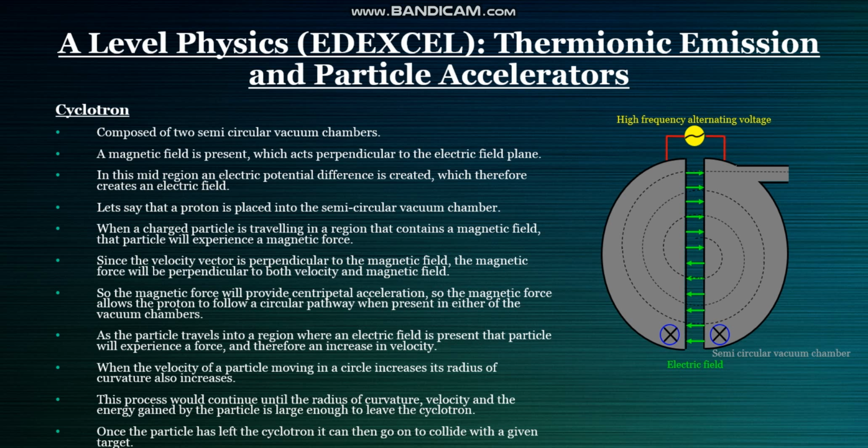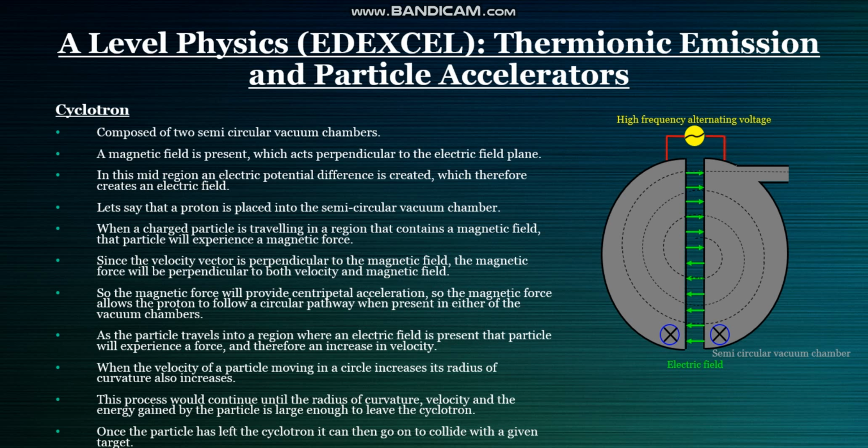Moving on, we now need to consider the cyclotron. So basically, the cyclotron is composed of two semicircular vacuum chambers. And basically a magnetic field is present which acts perpendicular to the electric field plane, and in this mid-region or this center space an electric potential difference is created, which therefore creates an electric field. Now let's say that a proton is placed into the semicircular vacuum chamber.